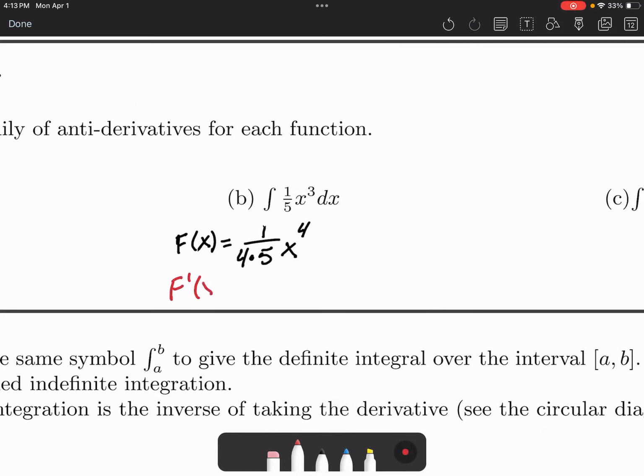If we take our antiderivative and differentiate it, we should get 1/5 x cubed. So the derivative of capital F, the 4 comes down, cancels with the 4 in the denominator. We have then a 1/5 x cubed, which is what we wanted. So capital F is a good antiderivative. Now we want the family of all antiderivatives. So if we shift this function up or down by a constant, they will always have 1/5 x cubed as a derivative.